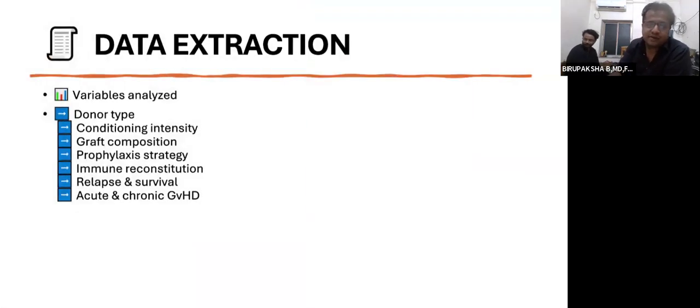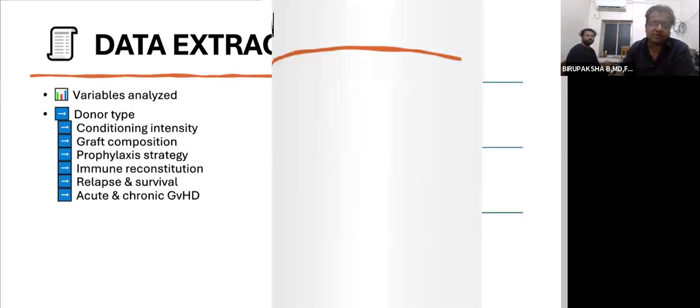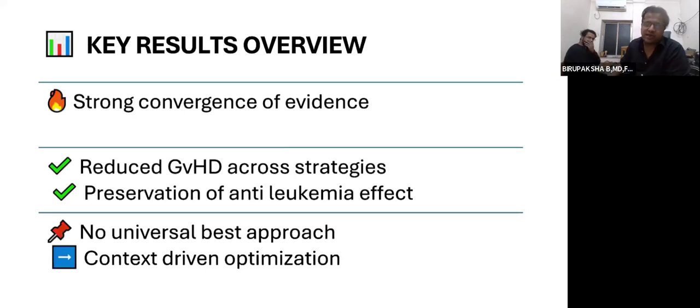So there we go. Data extraction was based on the donor type, the conditioning intensity, graft composition, prophylaxis, immune reconstitution, relapse and survival, and acute and chronic GVHD. I will be speaking on this particular part, conditioning intensity, later on, in just 2 to 3 minutes. There we go. So we had key results that yes, it did reduce GVHD and it did preserve GVL. Forget about this part. This is not important.